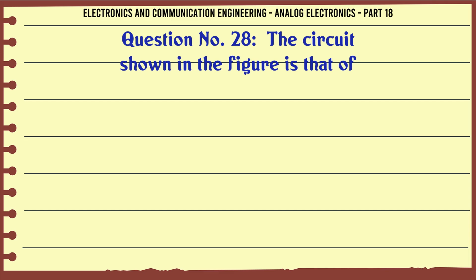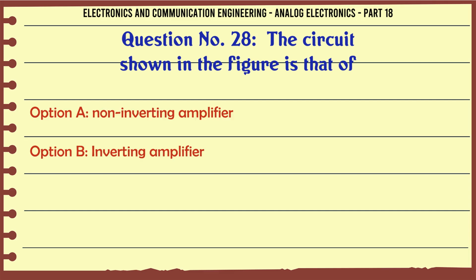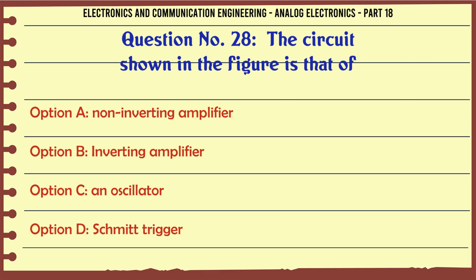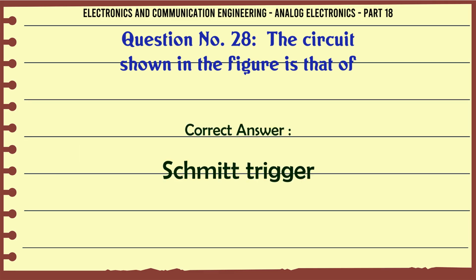The circuit shown in the figure is that of A. Non-inverting amplifier, B. Inverting amplifier, C. An oscillator, D. Schmitt trigger. The correct answer is Schmitt trigger.